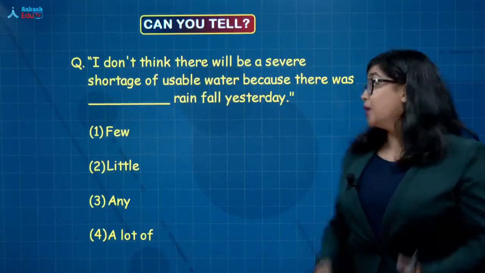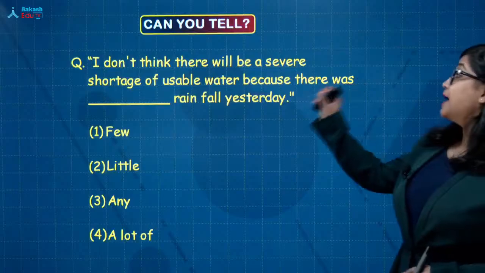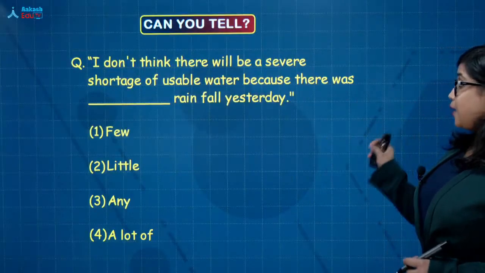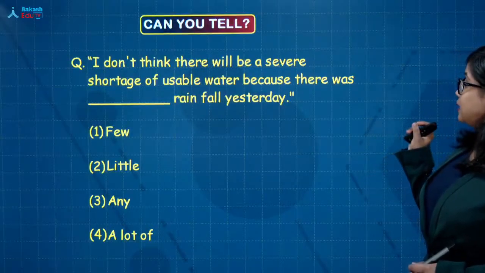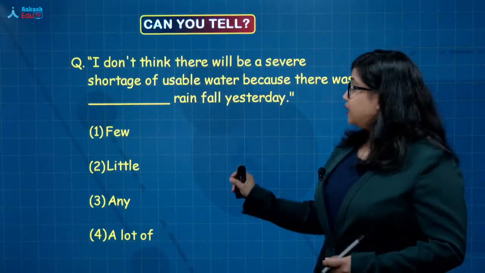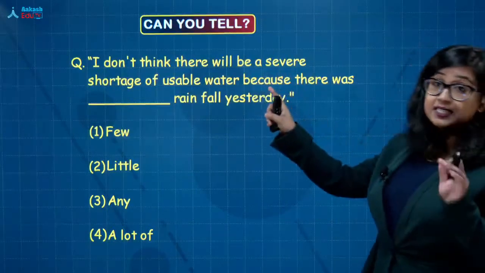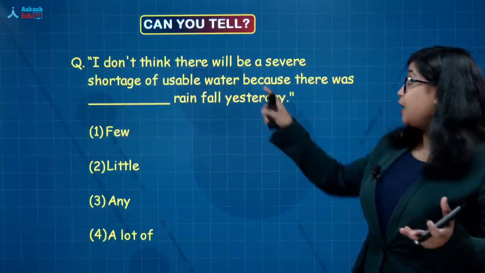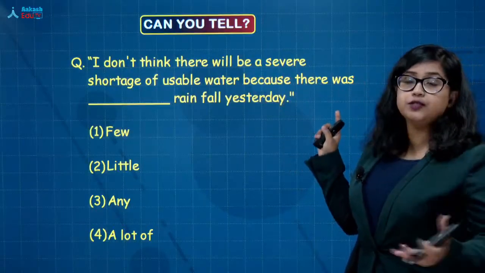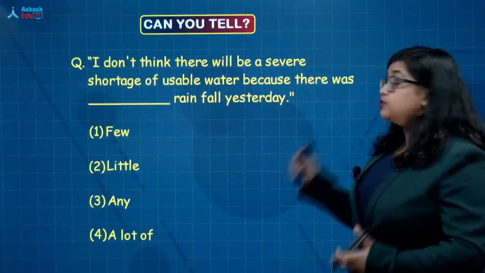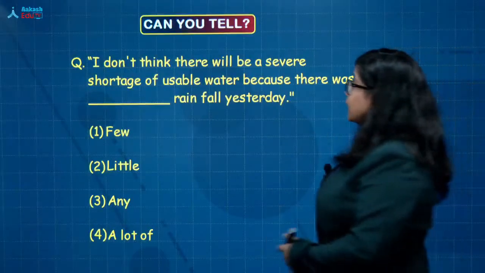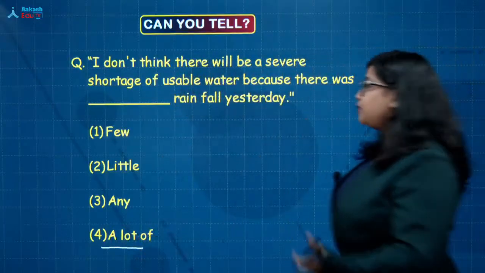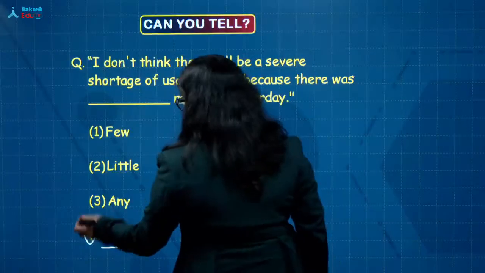Well done guys, very well done. Yes. So, I don't think there will be a severe shortage of usable water because there was little rainfall. No, that won't be correct. I don't think, the sentence starts with don't, which shows negative, right? There won't be severe shortage of usable water. Therefore, the correct answer is option number 4. Okay, because there was a lot of rainfall yesterday. There was a lot of rainfall, therefore, of course, there won't be a shortage of water.